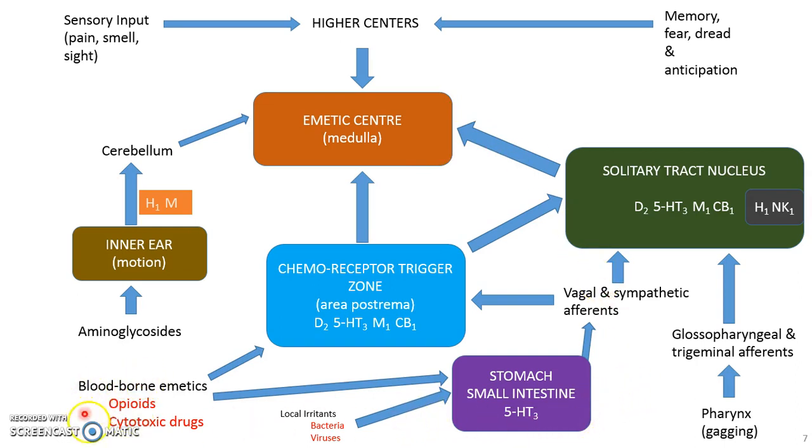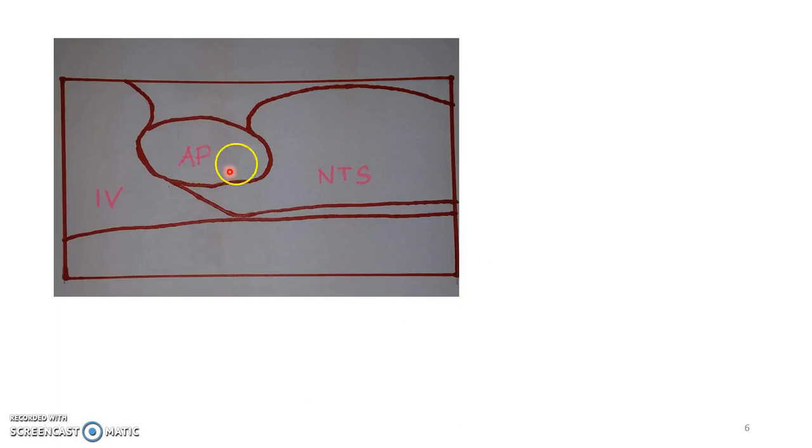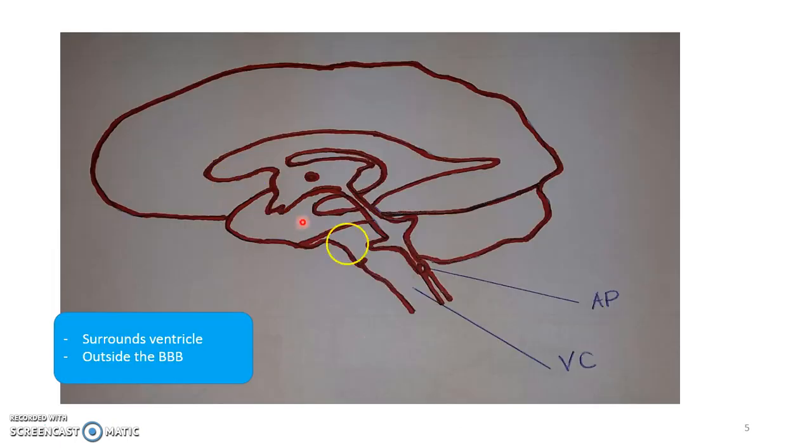And then this also triggers the blood-borne emetics, passing through the stomach and small intestine. And also you have the local irritants, bacteria, viruses. The presence of these in the stomach or small intestine, through the serotonin 3 receptors, will trigger the vagal and sympathetic efferents. So you have impulses through the vagal and sympathetic efferents, which can go through the chemoreceptor trigger zone in the area postrema, the AP. So this is the area postrema or the chemoreceptor trigger zone.